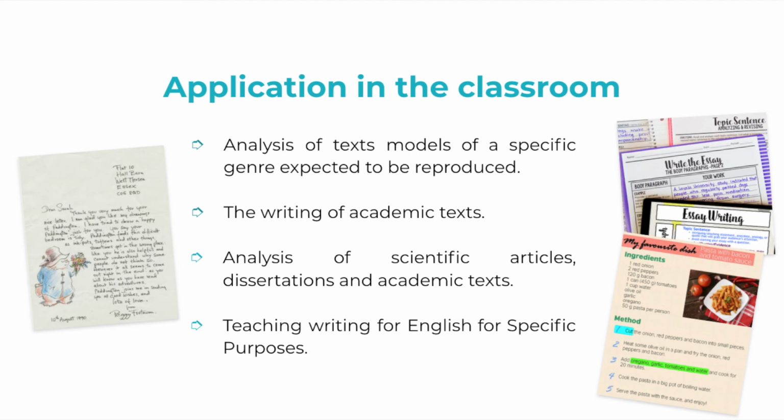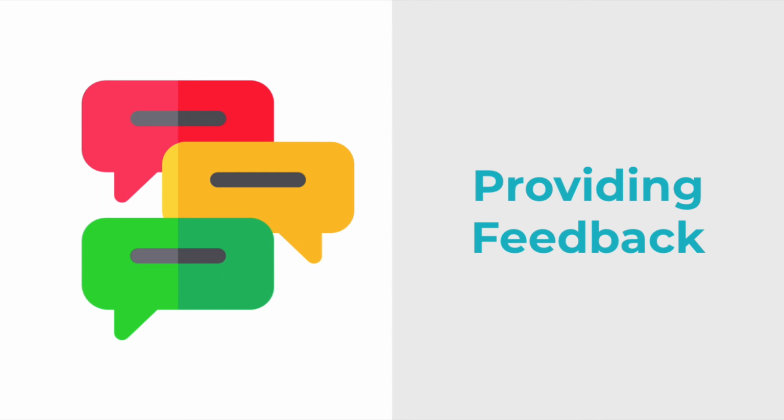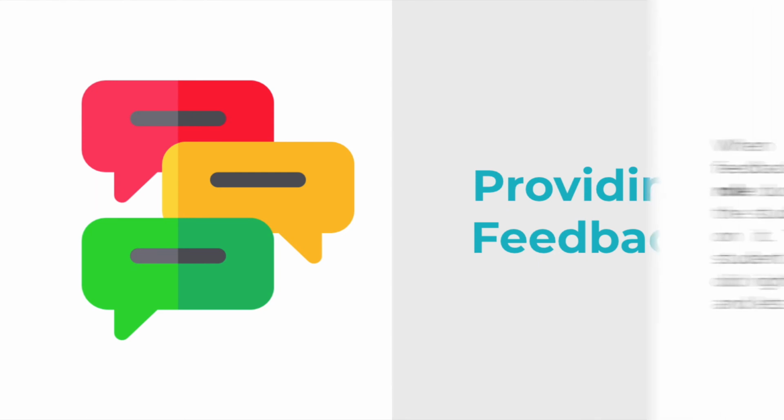And in a university context, it could be the writing of academic texts such as essays and the analysis of specific articles, dissertations, and academic texts. Also, it could be teaching writing for academic and professional purposes and English for specific purposes. And now let's talk about providing feedback on the writing process.